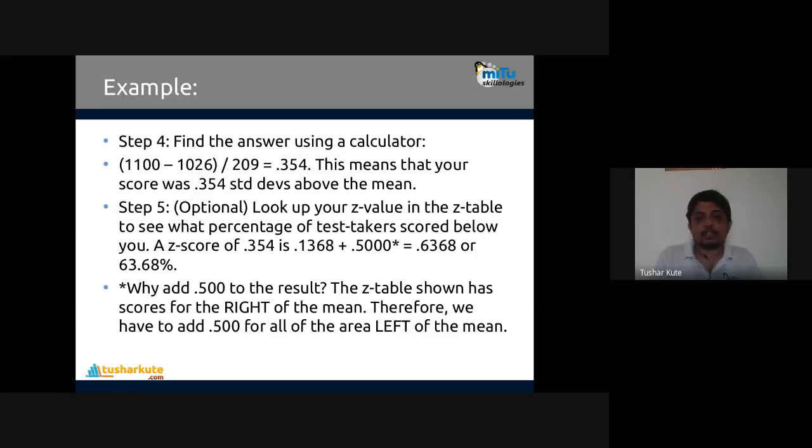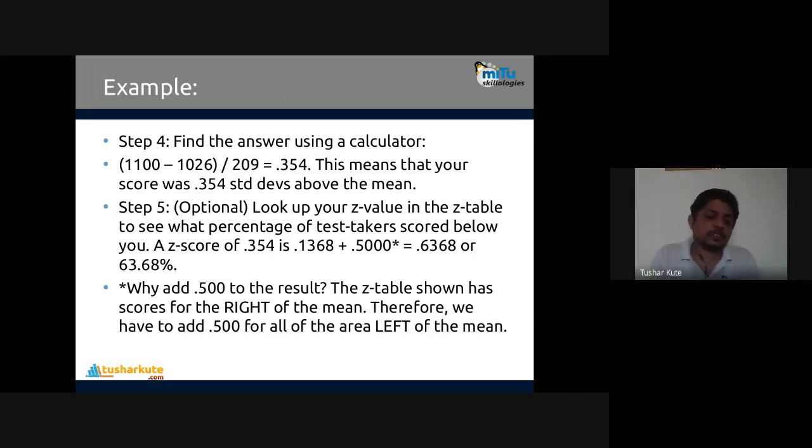And step number 5. Let's look at the Z value in the Z table to see the percentage of test takers who scored below you. That means how many test takers have scored below you. The Z score is 0.354, which is 0.1368 plus 0.5000. That will be equal to 0.6368, or 63.68%. So 63.68% of persons have scored below me, below my value. That is what the Z score will tell us. Fine, this is how it's possible.